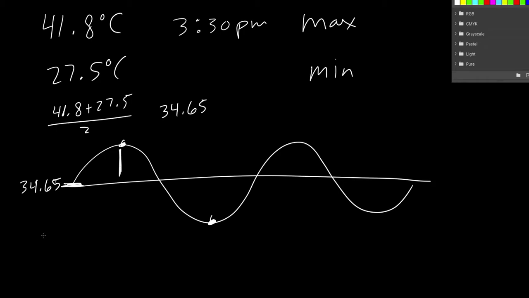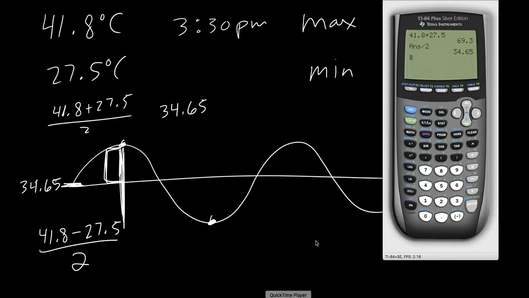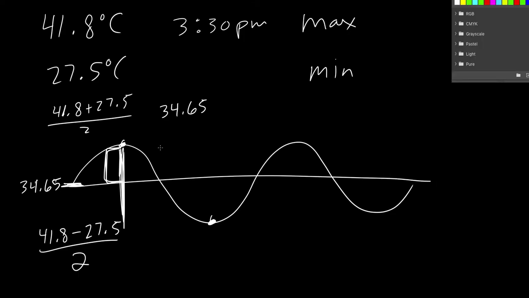Okay, so we're going to take the same two numbers. We're going to take 41.8, but we're going to subtract 27.5. That's going to tell us the total distance, but then we're going to divide that by 2, and so that will tell us just this piece of that distance. All right, so we're going to go 41.8 minus 27.5, and then we'll divide that by 2, and that tells us the amplitude is 7.15. Okay, so that's our amplitude.